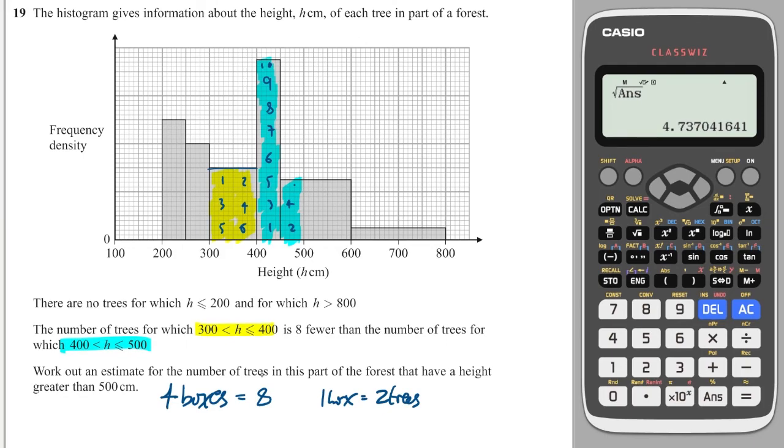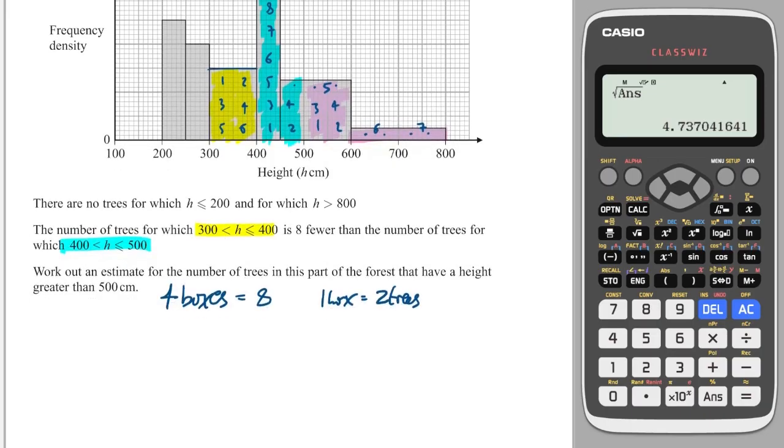Then it says work out an estimate for the number of trees in this part of the forest that have a height greater than 500. So I'm looking at all of this and all of this. So how many boxes do we have? We have 1, 2, 3, 4. A half and a half, so that makes 5. A half and a half makes 6, and a half and a half makes 7. So we've got 7 boxes in that area. We know 1 box is 2 trees, so 7 boxes is equal to 14 trees. And that is our final answer.